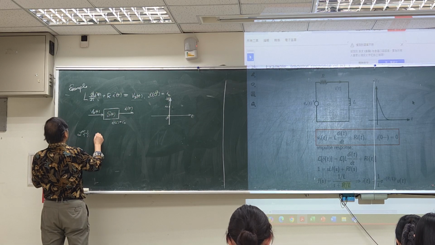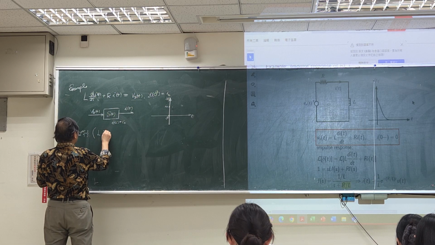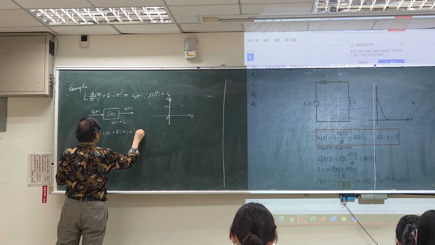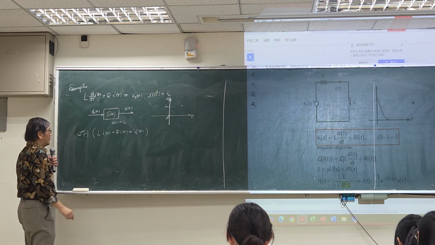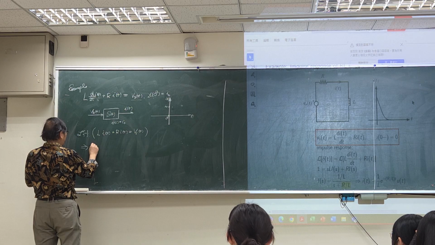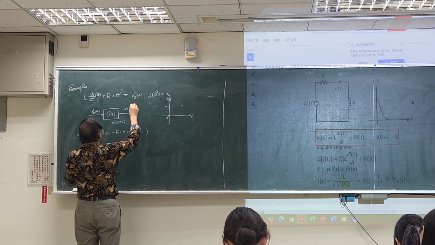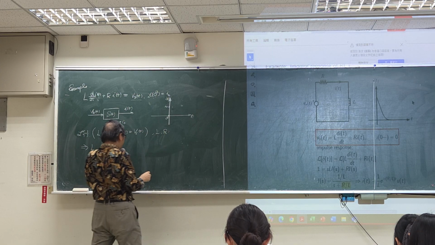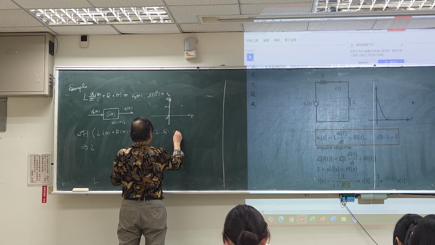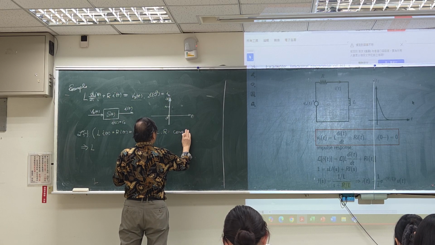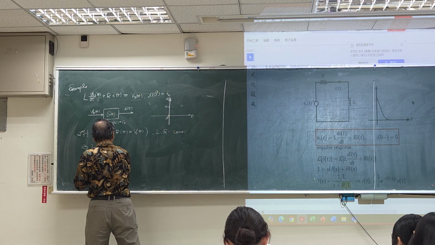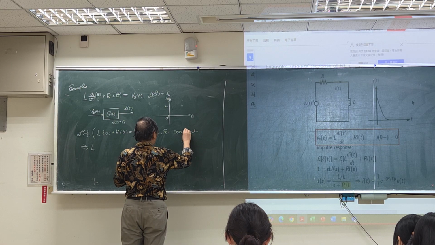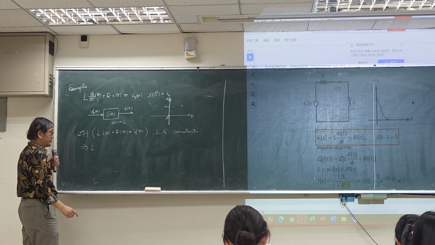Okay, so let's take the Laplace transform over the entire equation: L i dot plus R times I equals V. So we have L and R. Both are constants. L is the inductance and R is the resistance of the circuit.